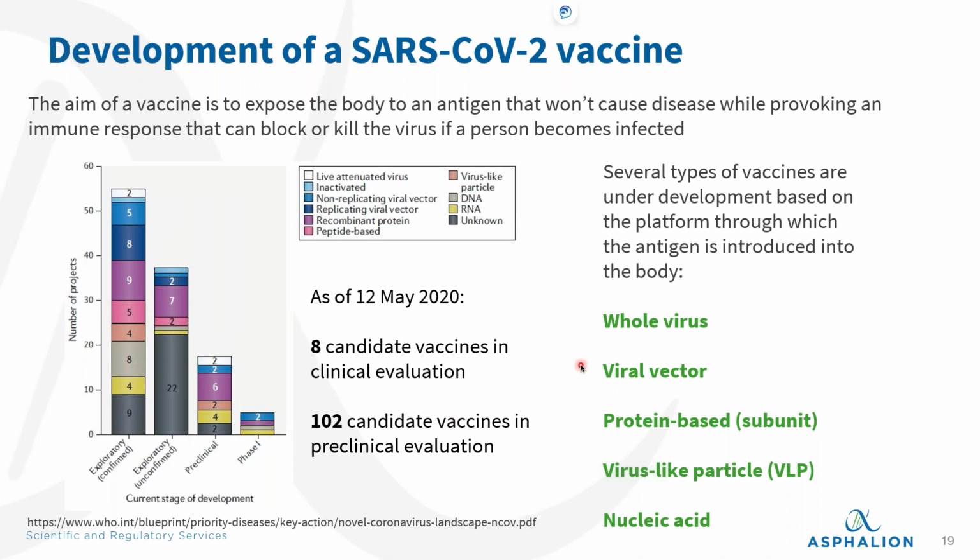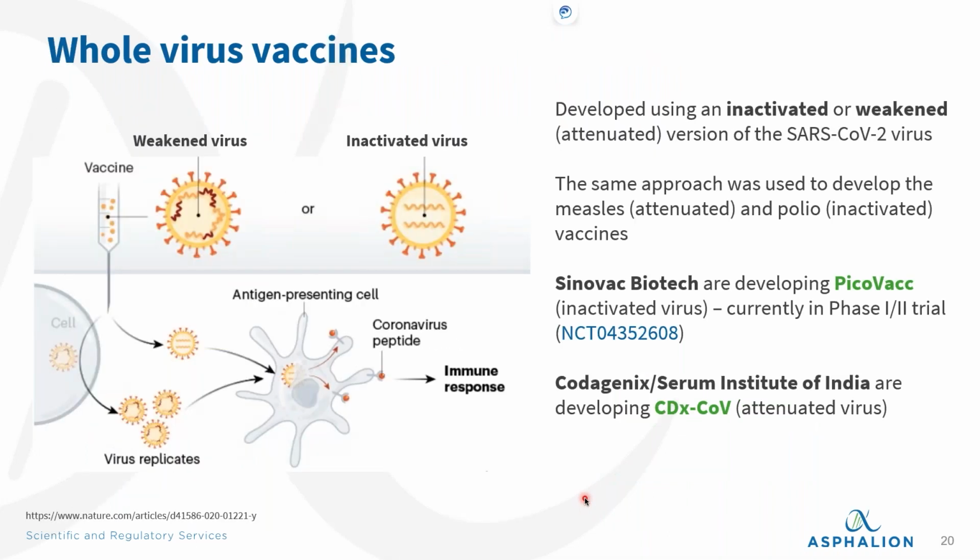Several types of vaccines are under development, and they can be categorized according to the platform through which the antigen is introduced into the body. So we have whole virus vaccines, viral vector vaccines, protein-based subunit vaccines, virus-like particle vaccines, and nucleic acid vaccines. We'll go through these one by one and I will try to emphasize the key points and some of the products that are in development at the moment. So first of all, we'll talk about whole virus vaccines.